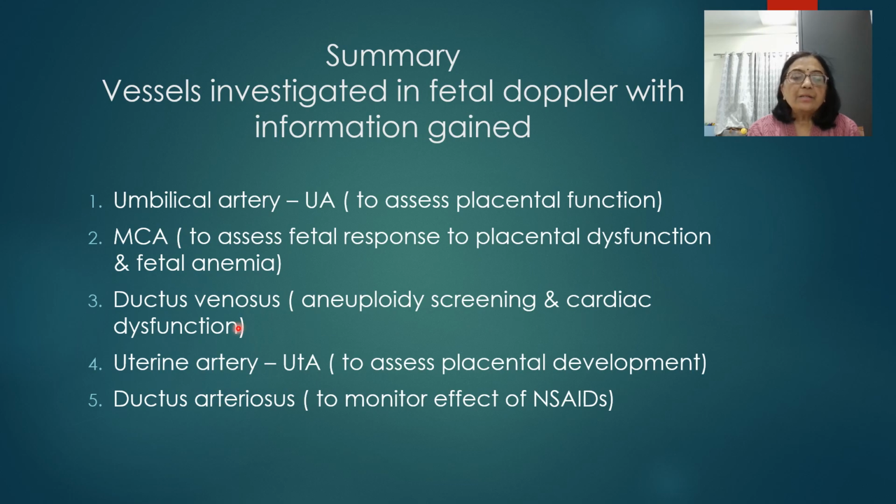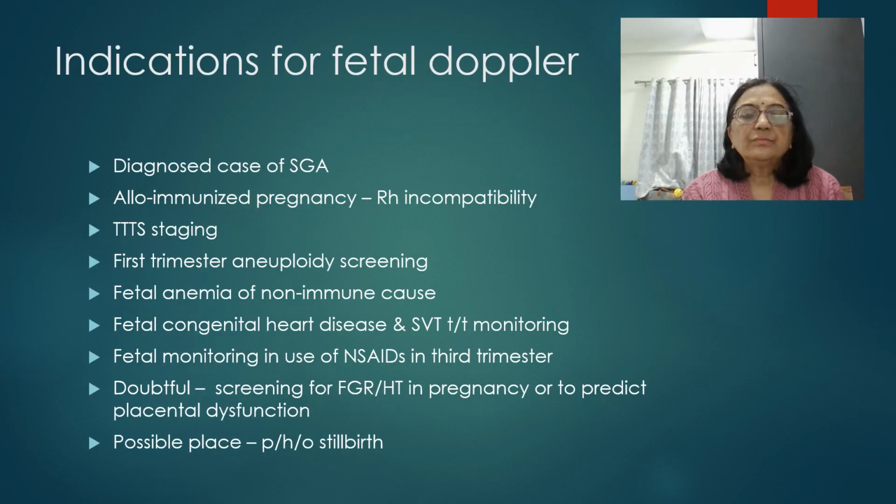Whenever there is a fetal cardiac dysfunction, it has a specific place. Uterine artery helps us to assess placental development, whether the primary and secondary invasion has taken place normally or not. Whereas ductus arteriosus is mainly used to monitor the effect of non-steroidal anti-inflammatory drugs, especially indomethacin. These are the indications we have already seen.